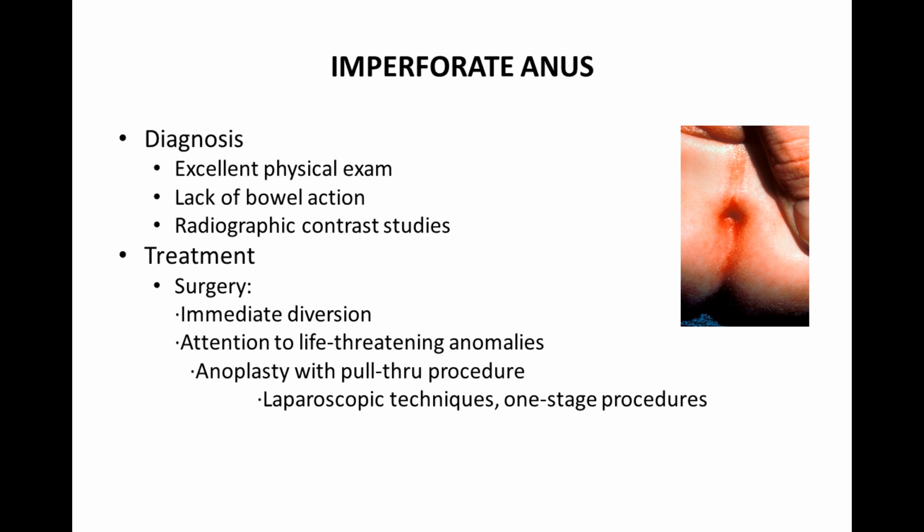Anoplasty or reconstruction of the anus with a pull-through procedure are the surgical treatments of choice. This can be done laparoscopically. If a one-stage procedure is done in this fashion, no ostomy is created. Complications include the usual postoperative problems. Specifically, they may have anal stricturing, in which case anal dilatation can help, or fecal incontinence can be a problem.